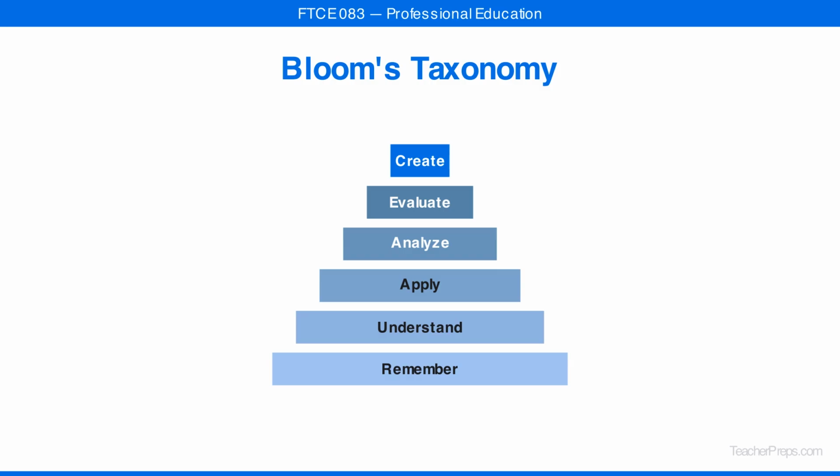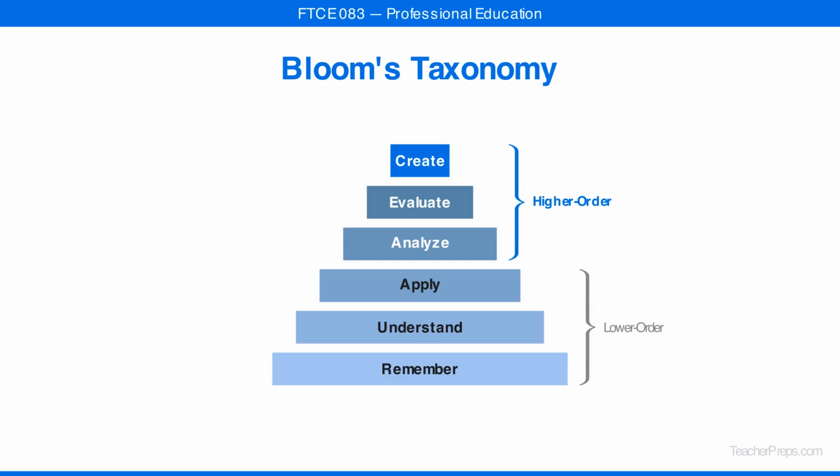Level 4 is analyze. The student breaks information into parts and examines relationships. For example, compare and contrast the causes of World War I and World War II. Level 5 is evaluate. The student makes judgments based on criteria. For example, which solution to pollution would be most effective and why? And level 6 is create. The student generates something new. For example, design a plan to reduce energy consumption in your school.